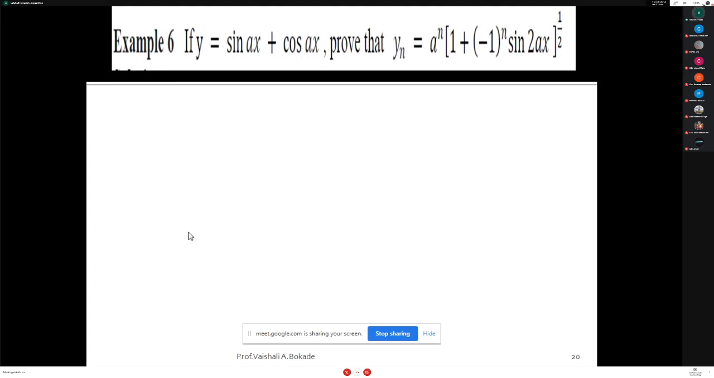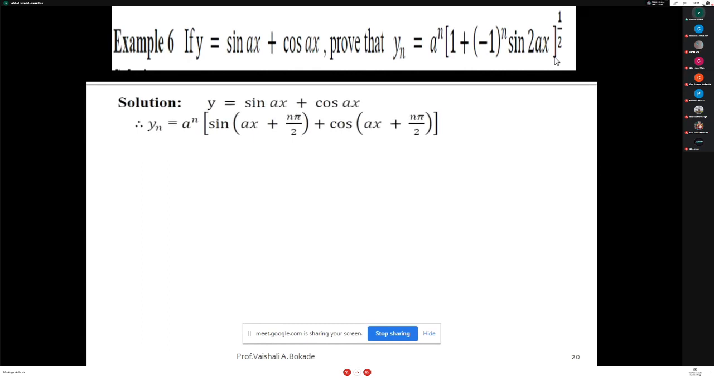This is one of the examples. Let us go quickly for this example. If I'm having y is sine of x plus cos of x, then I have to prove that yn is equal to a raised to n into root of 1 plus minus 1 raised to n into sine of twice ax. If I'm going to ask this example, I'm going to ask it for 3 to 4 marks in the class test. Yes, so I am having y as sine of x plus cos of x, and I require yn.